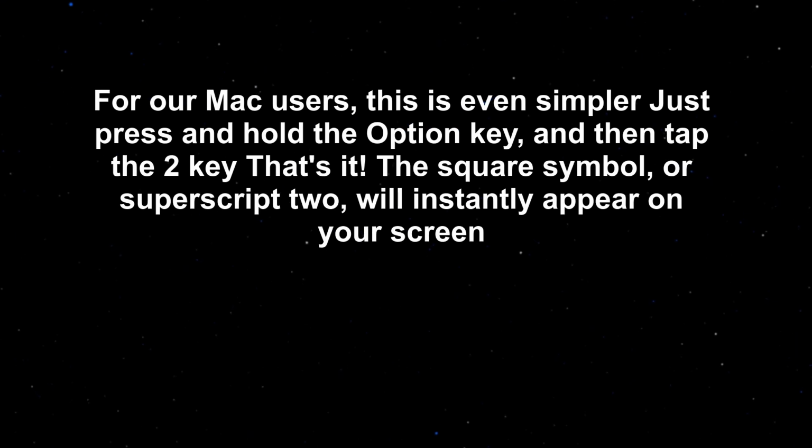For our Mac users, this is even simpler. Just press and hold the Option key, and then tap the 2 key. That's it. The square symbol, or superscript 2, will instantly appear on your screen.